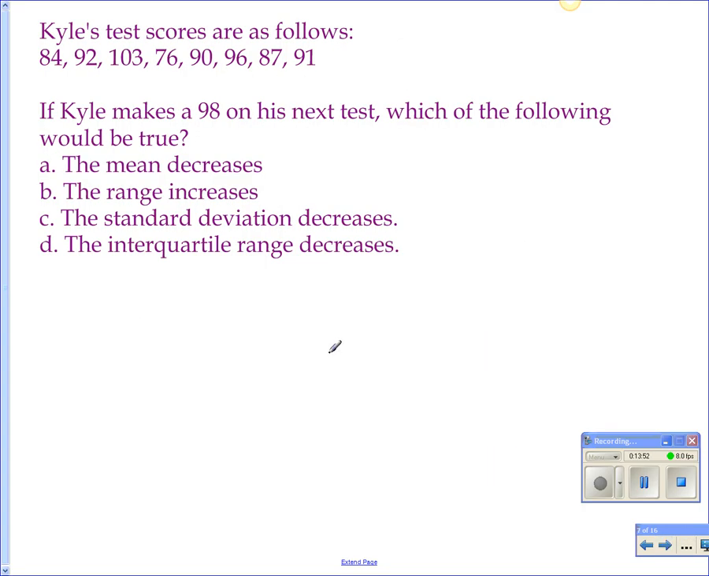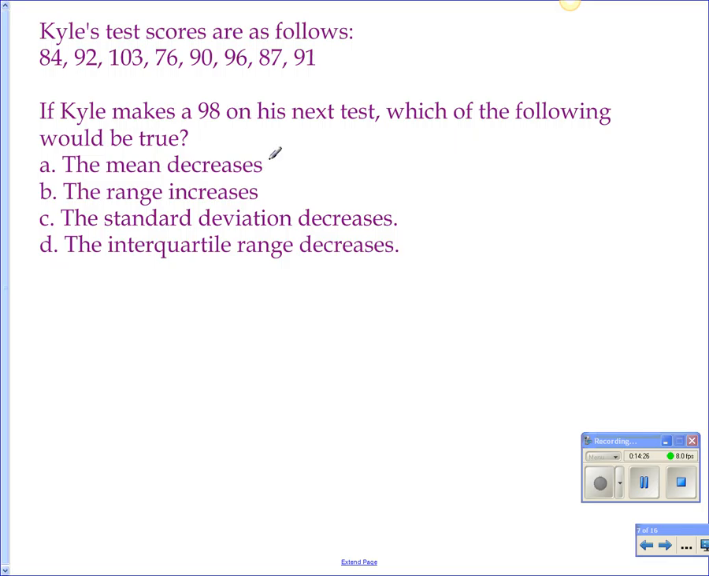Okay. All right, Kyle's test scores are as follows: 84, 92, 103, 76, 90, 96, 87, 91. If Kyle makes a 98 on his next test, which of the following would be true? The mean decreases, the range increases, the standard deviation decreases, their interquartile range decreases. So this is the exact same type of problem. They're just not in a table. You still need to go to stat and put your numbers in: 84, 92, 103, 76, 90, 96, 87, 91.